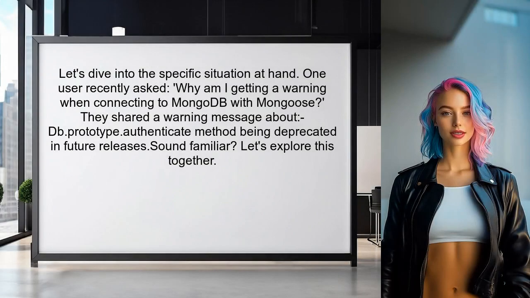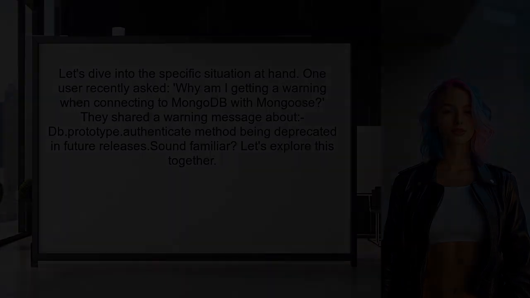Let's dive into the specific situation at hand. One user recently asked, "Why am I getting a warning when connecting to MongoDB with Mongoose?" They shared a warning message about the db.prototype.authenticate method being deprecated in future releases. Sound familiar? If so, let's explore this together.